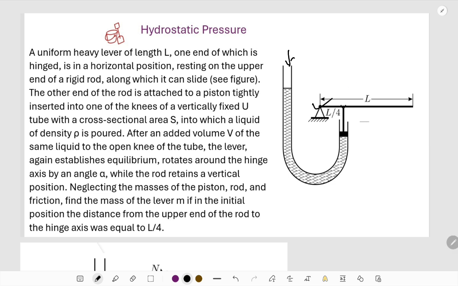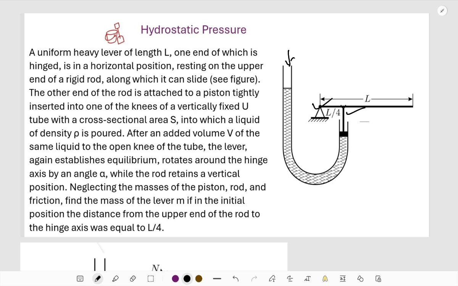Hinge you can see here. It rotates around the hinge axis by an angle alpha, while the rod retains a vertical position. That means this rod has to remain vertical all the time. Okay, fine. Neglecting the masses of the piston and rod, and friction. Friction is neglected. That's fine. That gives me a relief.